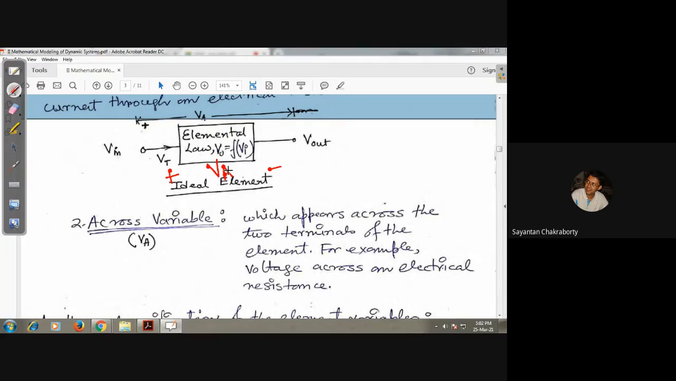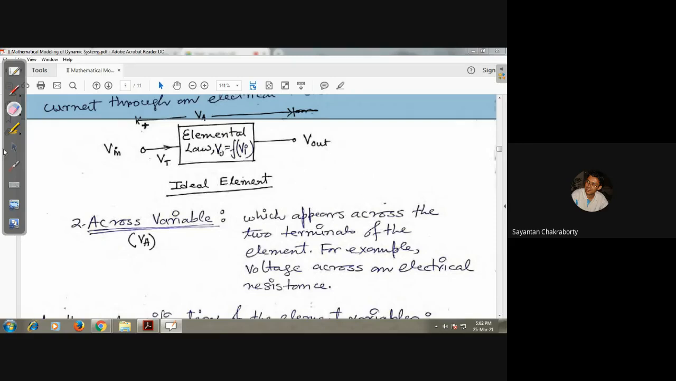If it possesses the same value at the input port and at the output port, then we call it a through variable, that it doesn't change its value when passing through the element. A common example will be current as a through variable and voltage as an across variable. Now, this is not a fundamental classification of the signal variables associated with an element.